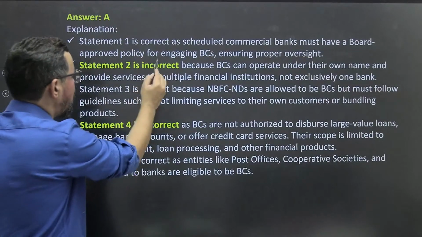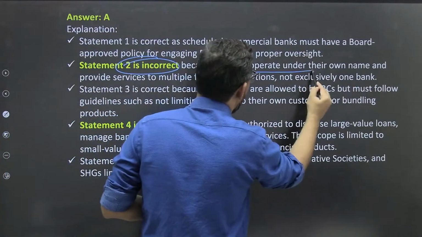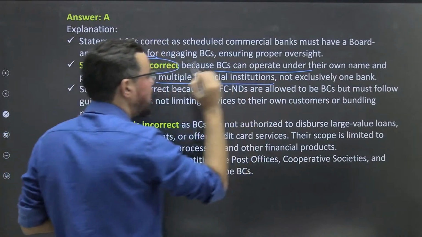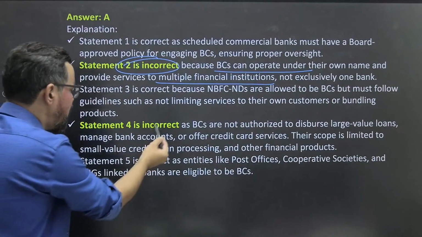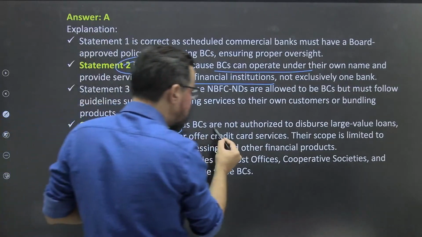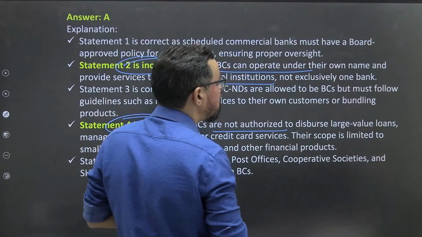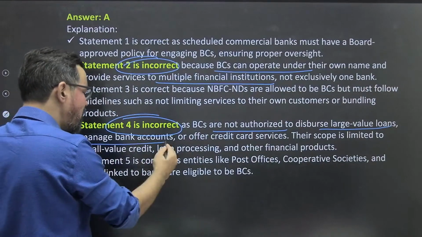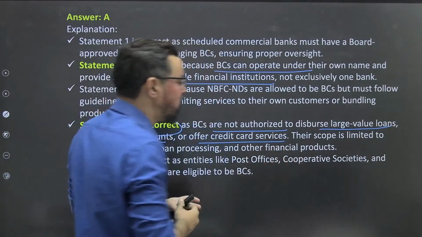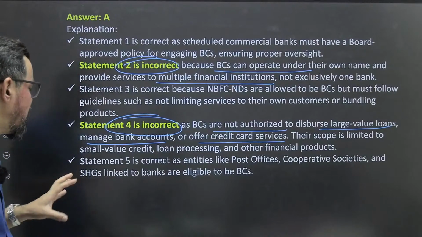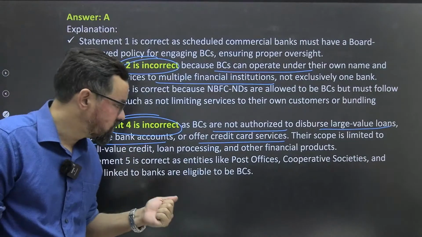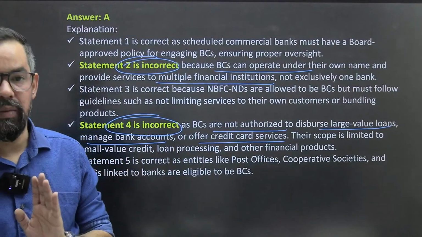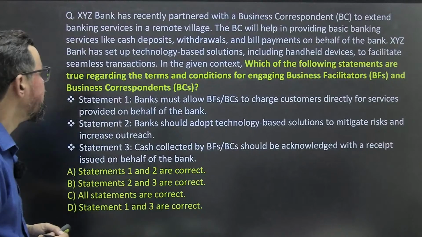Statement 2 was incorrect because a business correspondent can operate under their own name and provide services to multiple financial institutions. Statement 4 was incorrect as business correspondents are not authorized to disburse large value or corporate loans, manage bank accounts, or offer credit card services. Their scope is limited to small value credit, loan processing, documentation, or other small services generally provided by them. All right, next question, guys.